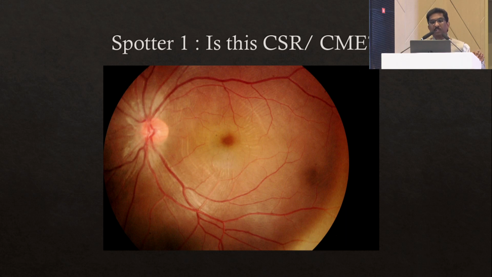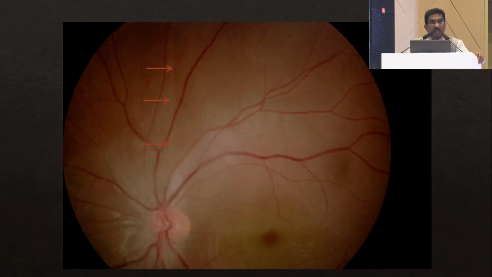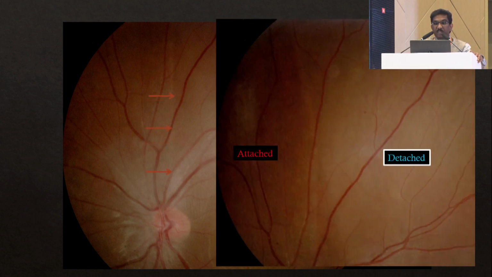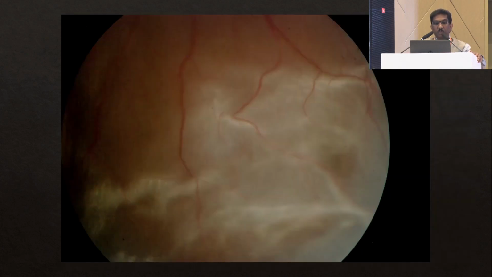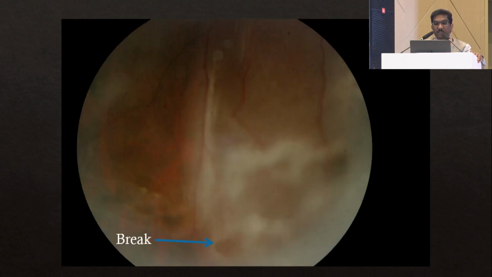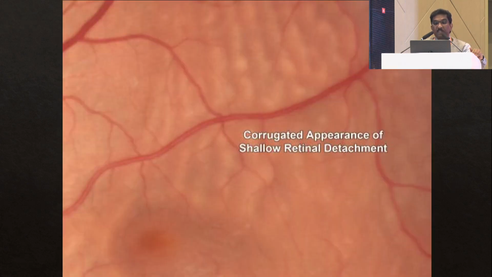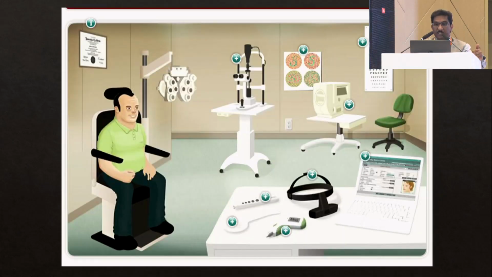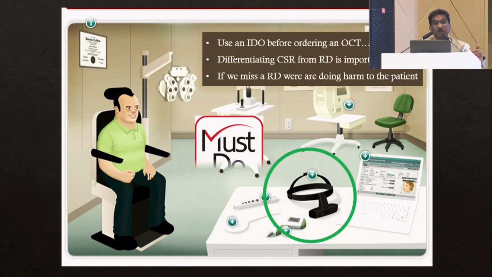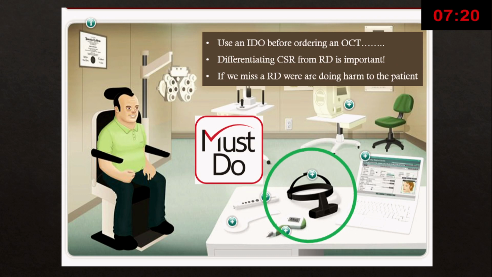Now coming back to this spotter, is this a CSR? Well, when we did an indirect ophthalmoscopy, this patient actually had a retinal detachment. You can see the attached and the detached retina here, and this actually turned out to be a rhegmatogenous retinal detachment with an inferior break. So if you don't do a good examination, you'll miss out on findings. So look for corrugated appearance. It could be a shallow retinal detachment. So it's very important that we do a good indirect ophthalmoscopy before ordering an OCT, because differentiating a CSR from RD is important. If we miss an RD, we are doing harm to the patient.